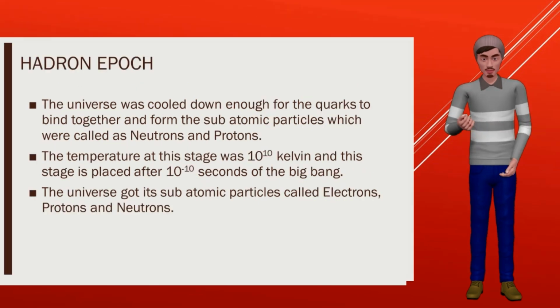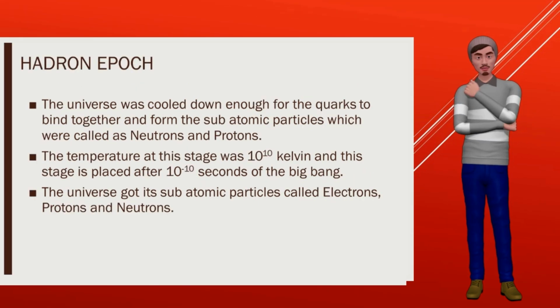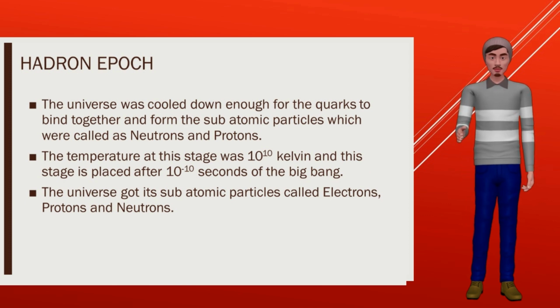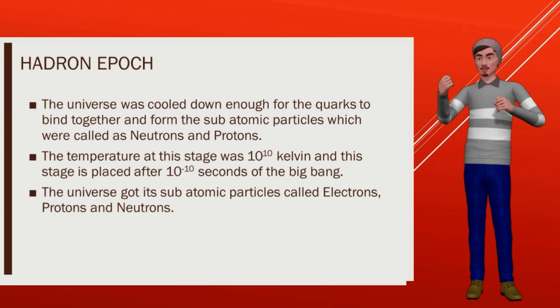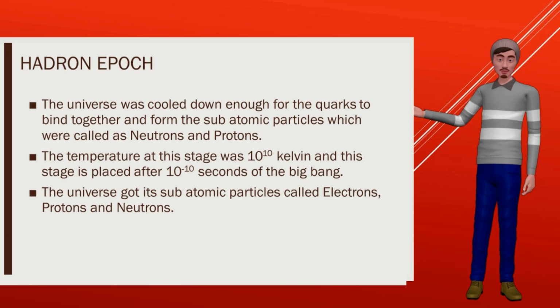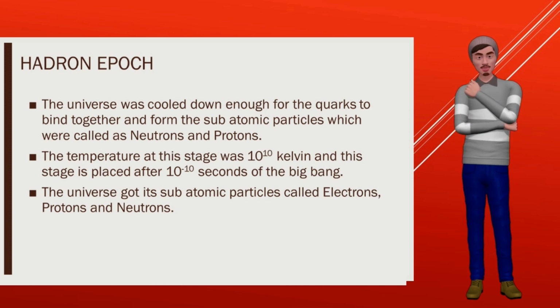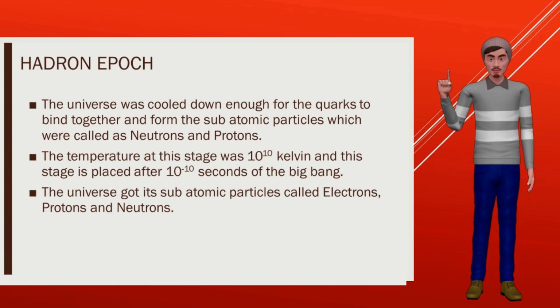The hadron epoch. The universe cooled down enough for the quarks to bind together and form the subatomic particles called neutrons and protons. The temperature at this stage was 10 raised to 10 degrees Kelvin, and this stage is placed after 10 raised to negative seconds of the Big Bang. The universe got its subatomic particles called electrons, protons and neutrons.